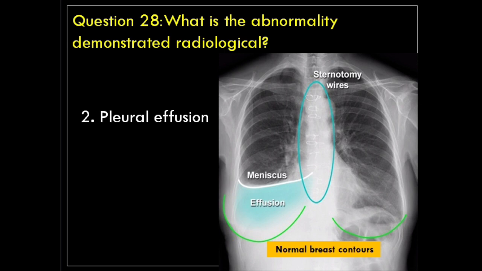The correct answer is pleural effusion. This is the classic appearance of a pleural effusion. The meniscus sign is present, which should not be mistaken for a raised hemidiaphragm as in the case of a phrenic nerve palsy. The right breast appears denser because of the fluid in the right pleural cavity. There is no air bronchogram. The hilar structures appear normal. Note the sternotomy wires.